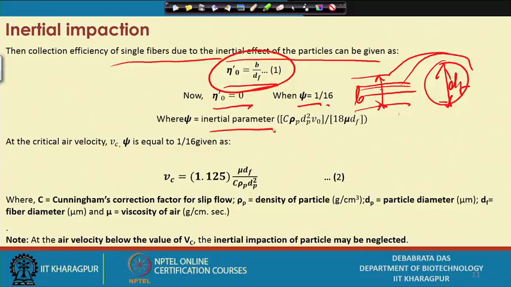What is psi? Psi is called the inertial parameter, and this is C rho p dp squared v0 by 18 mu dF. C is the Cunningham factor, rho p is the density of the particle, dp is the diameter of the particle, v0 is the velocity of the air, mu is the viscosity of the air, dF is the diameter of the fiber. Now, at the critical velocity Vc, psi is equal to this. So, at a velocity more than that, and only then, it will work; less than that it will not work.